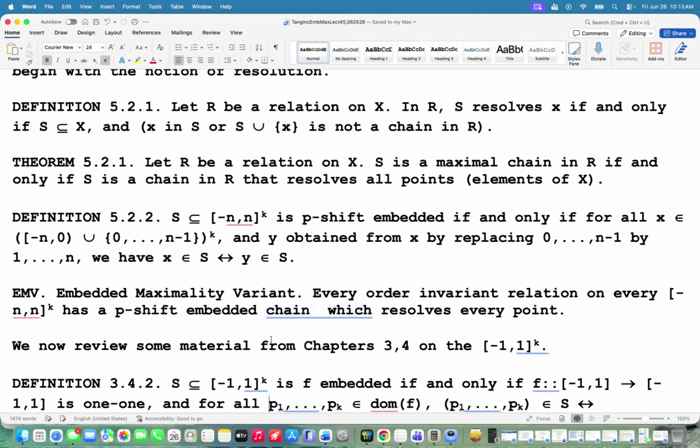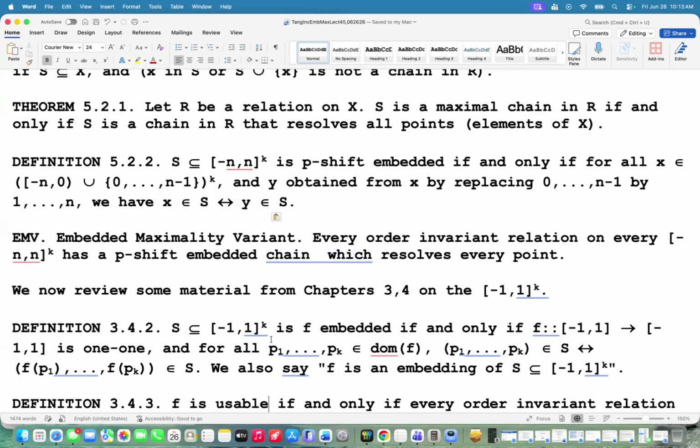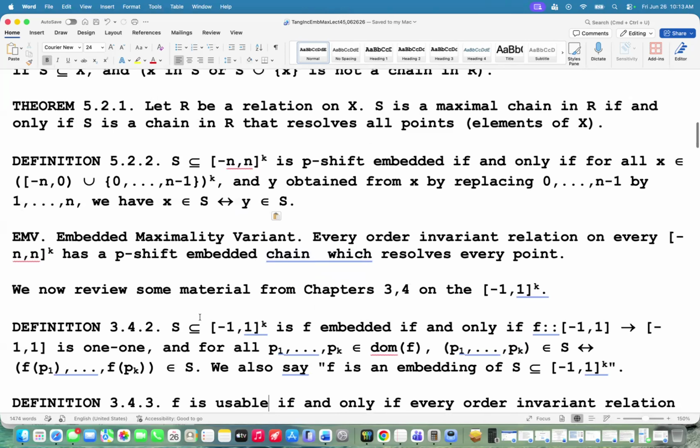Okay, now EMV is every order invariant relation on every minus n to the k has a p shift embedded chain which resolves every point. I could have just said has a p shift embedded maximal chain. I could just say that, but I want to bring in this resolution concept because when I go to the finite form, I need this kind of construction. I need this kind of notion in order for the thing to make the most sense. Okay. So that's what EMV is.